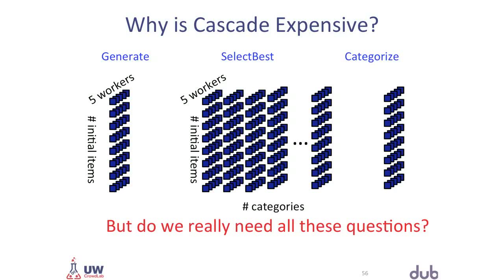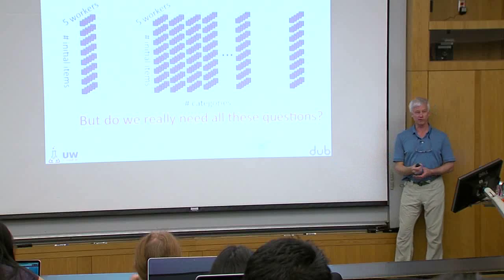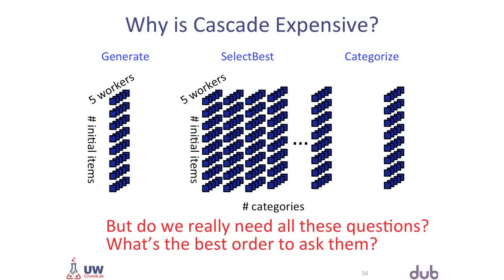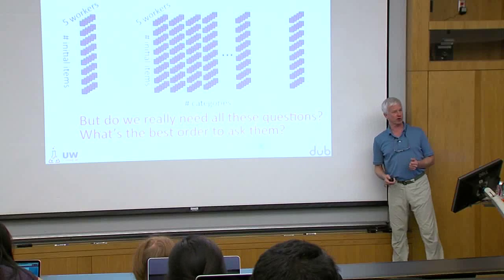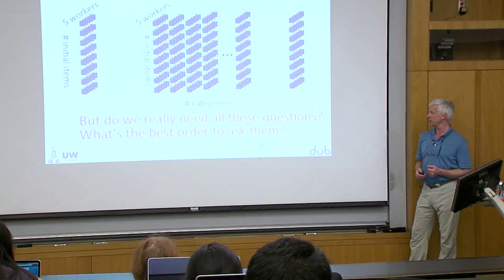Then the categorization step actually, again, didn't really require very much. Do we need all of these questions? Answer is no, we don't. She just asked them in a standard order. Actually, maybe there's a better order we can ask them.